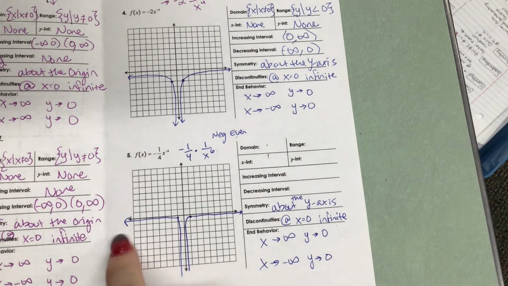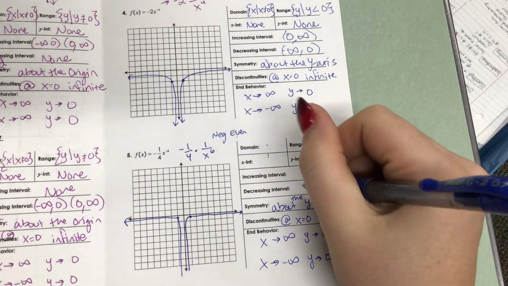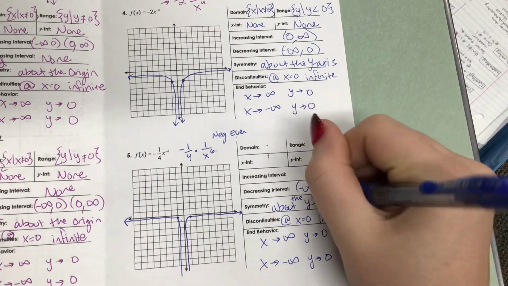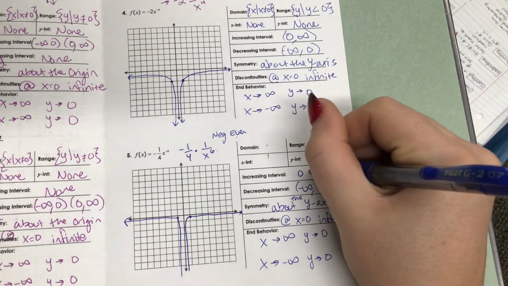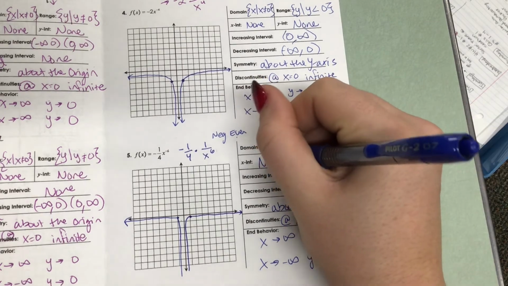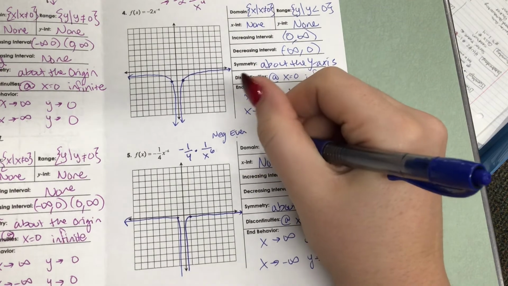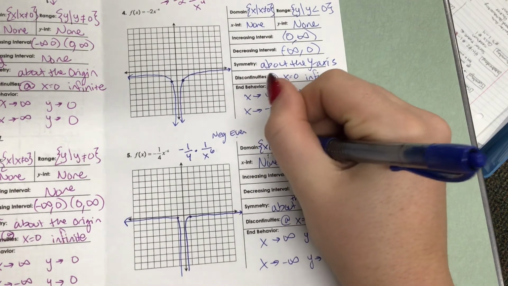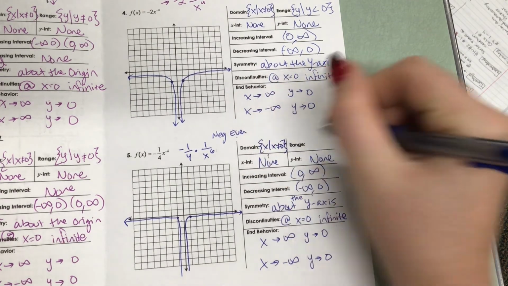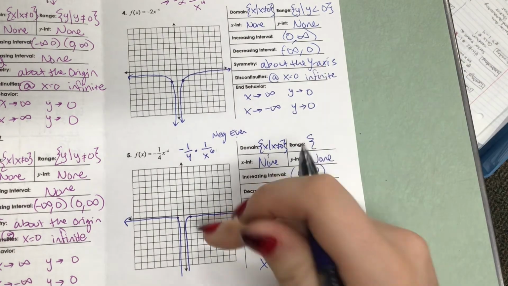It is decreasing from negative infinity to 0. Increasing from 0 to infinity. There are none. Domain, x can't be 0. In this case, y has to be smaller than 0.